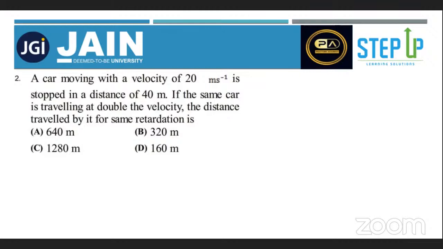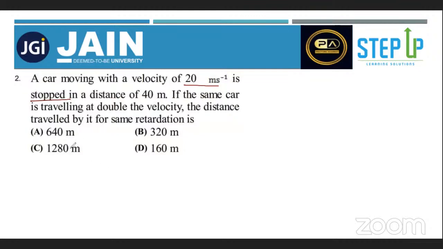Please try solving. Car is moving with 20 meters per second and is stopped. So whenever I have a stopped, I have an answer, which is D. Okay, so D is 160 meter.